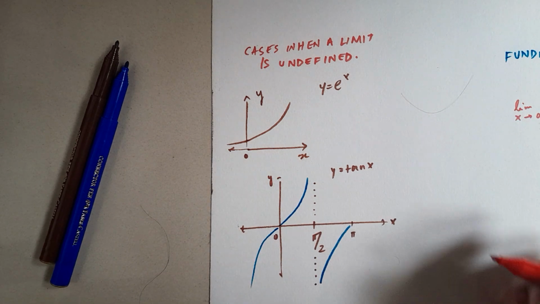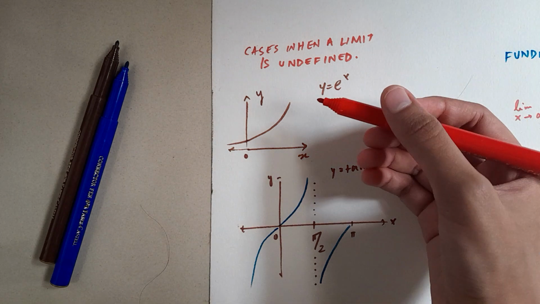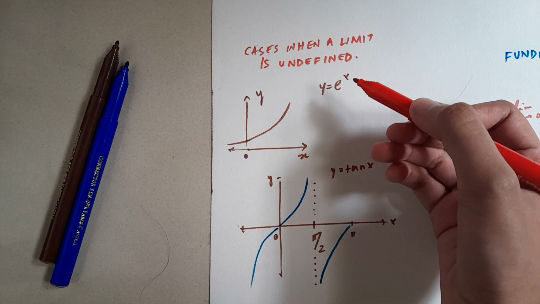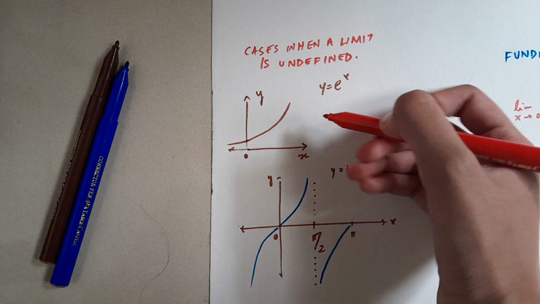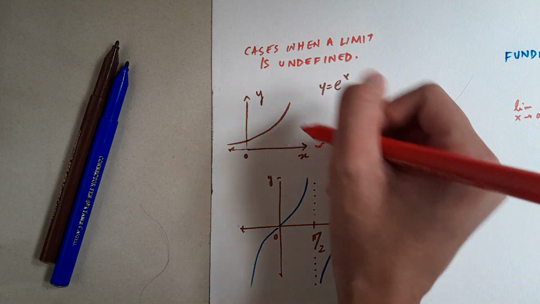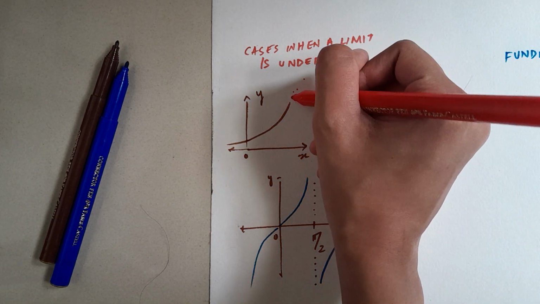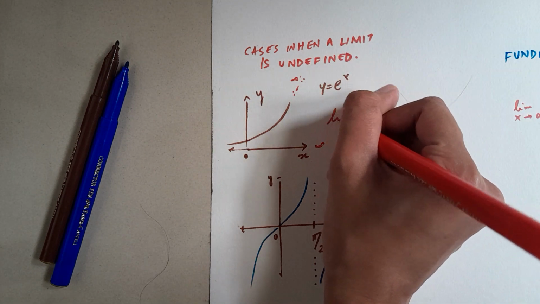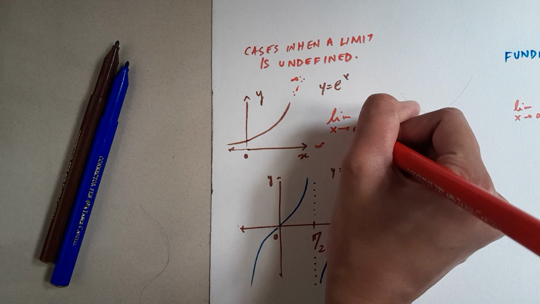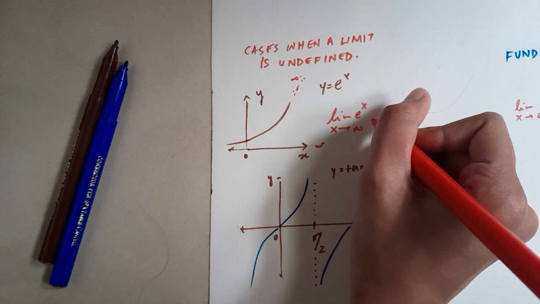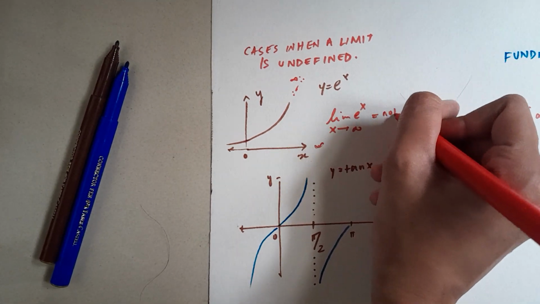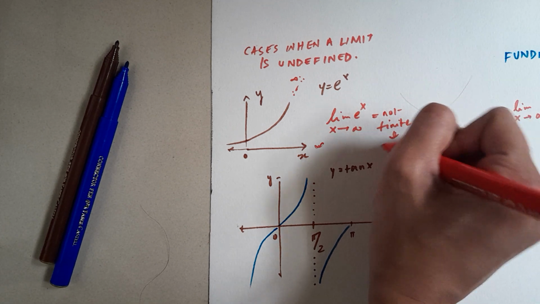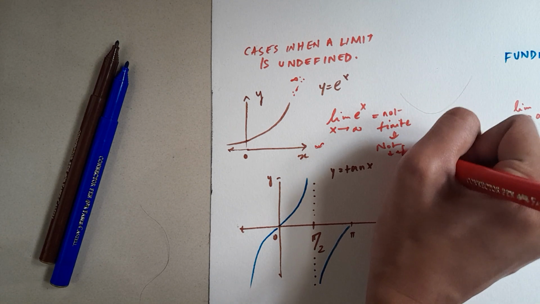Cases when a limit is undefined. Take a look at this graph of y equals e to the power x. As x approaches infinity, the value of y is also approaching infinity. Now you can say the limit as x approaches infinity of e to the x is not finite, meaning it's not defined.